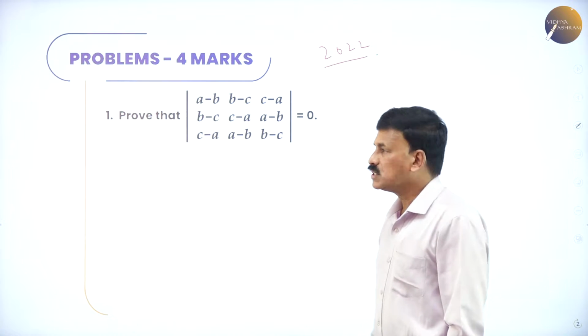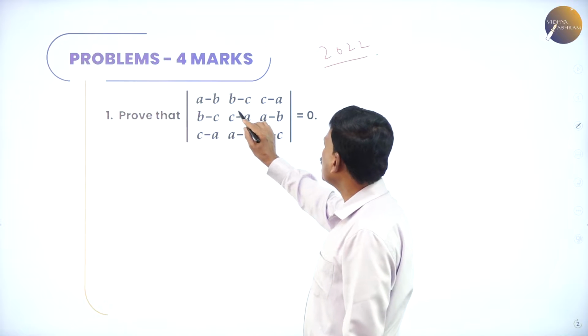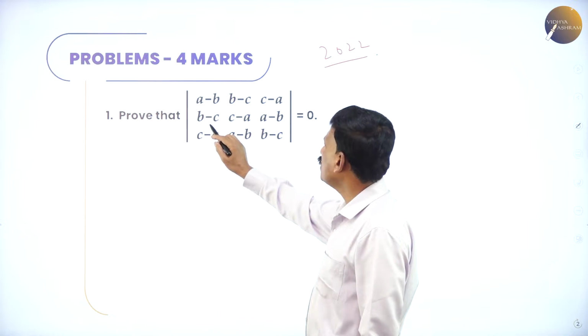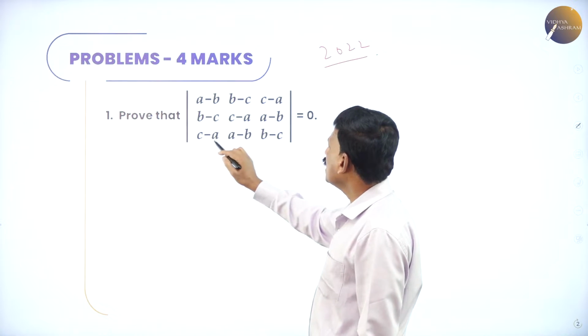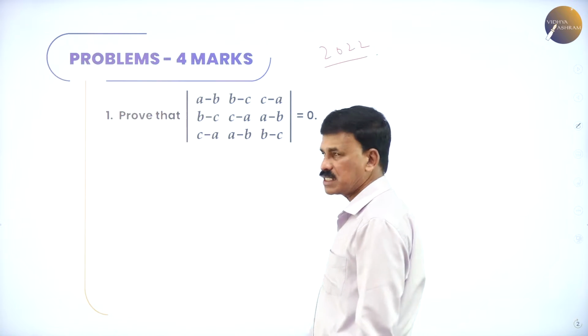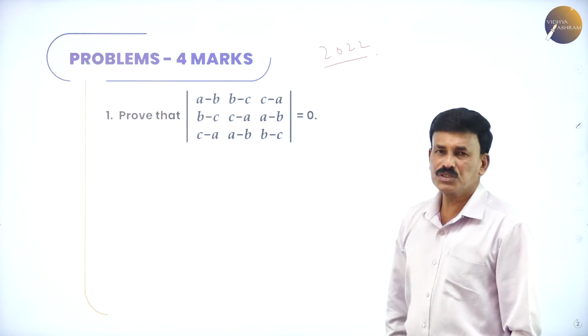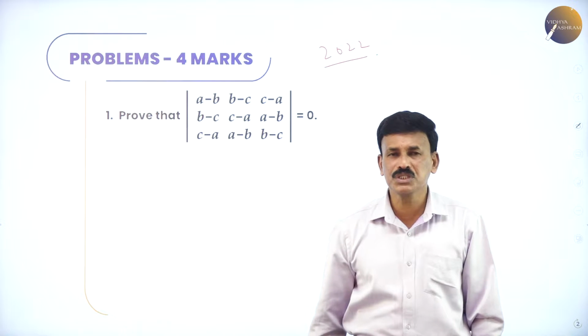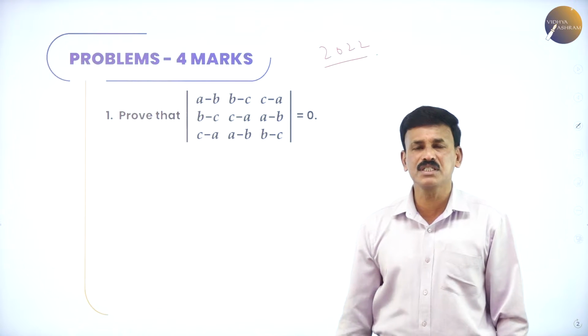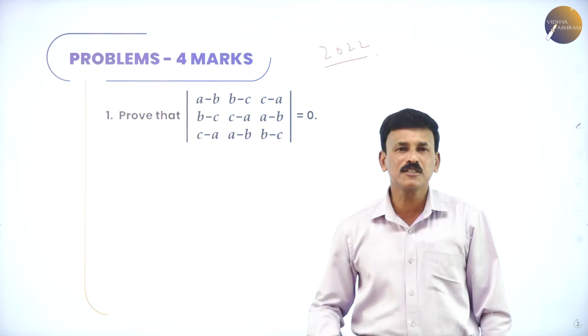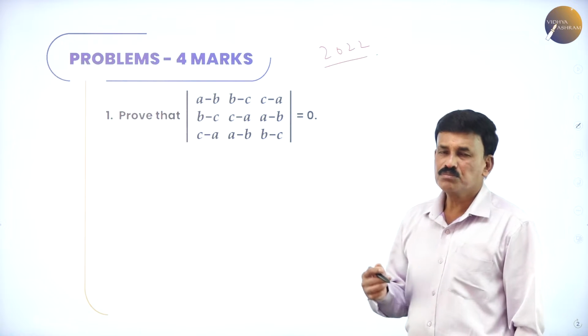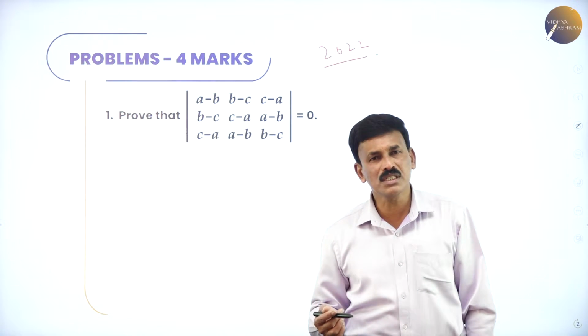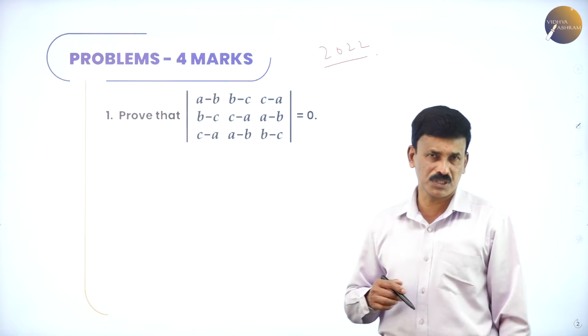Okay. Now prove that the determinant with rows A minus B, B minus C, C minus A; B minus C, C minus A, A minus B; and C minus A, A minus B, B minus C is equal to 0. Now without expansion we have to prove this is equal to 0. Now just convert this in such a way that it reduces to some properties so that you can straight away simplify using that property, right?